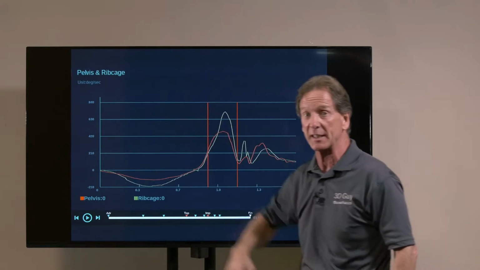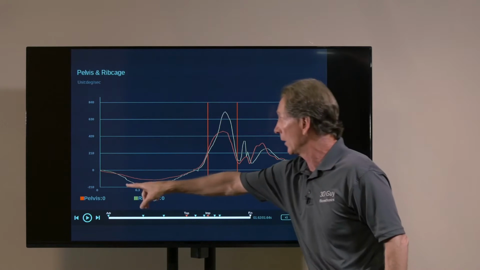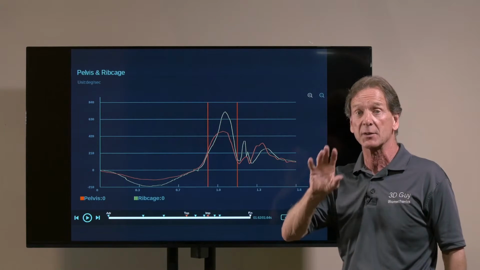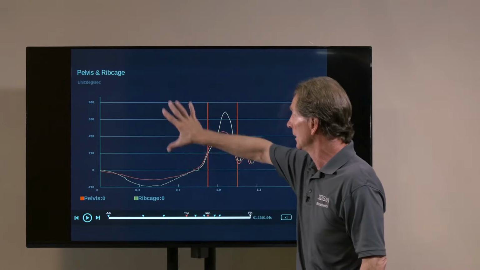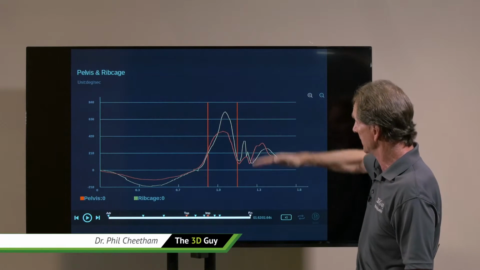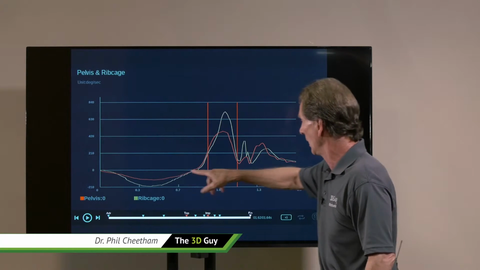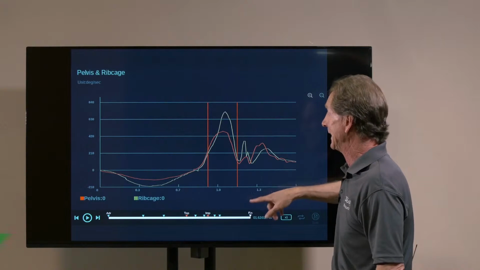The vertical axis is the rotation velocity or turning velocity, and the horizontal axis is the time through the swing. This is backswing, this section is downswing, and this section here is follow through. So let's look at what's happening as we go across in time.